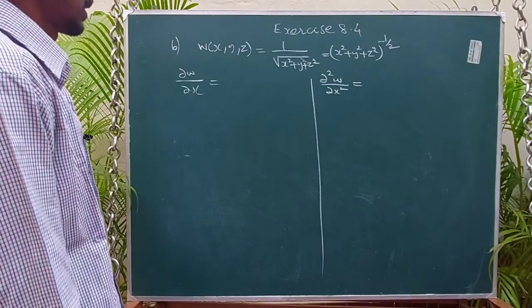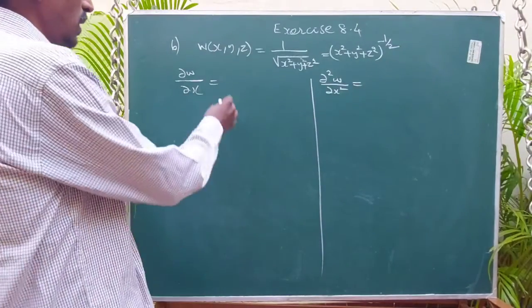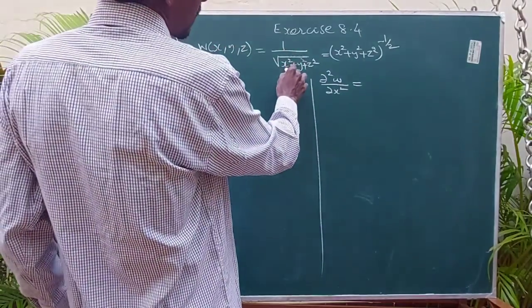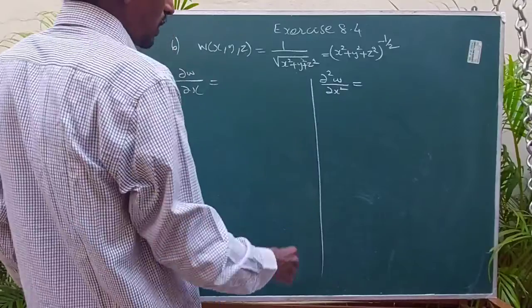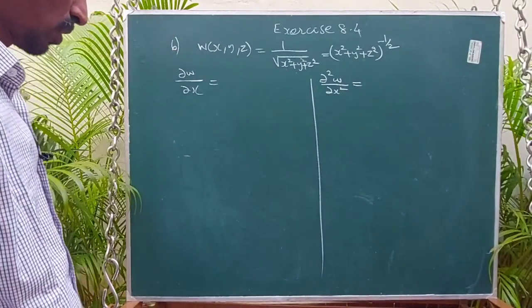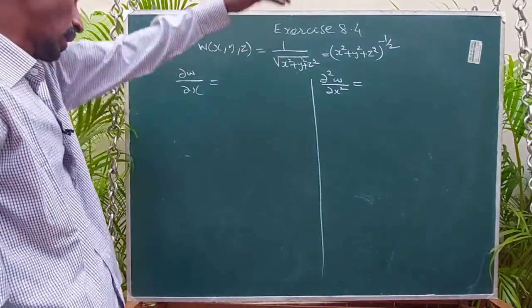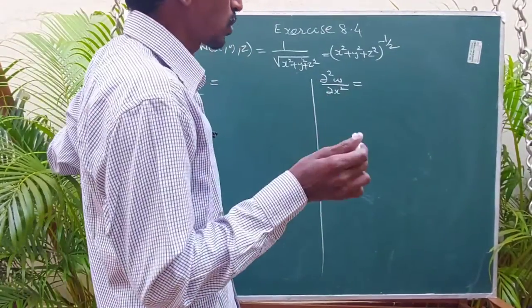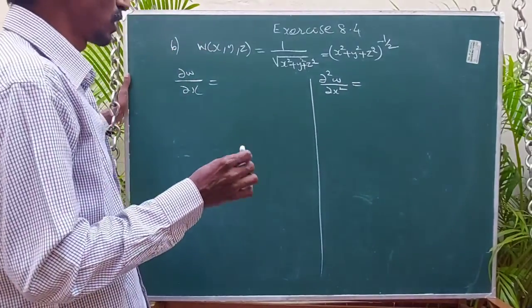Question number 6 in the exercise 8.4. The question is, if w of x comma y comma z equal to 1 by square root of x square plus y square plus z square, and x comma y comma z not equal to 0 comma 0 comma 0, show that dou square w by dou x square plus dou square w by dou y square plus dou square w by dou z square equal to 0.